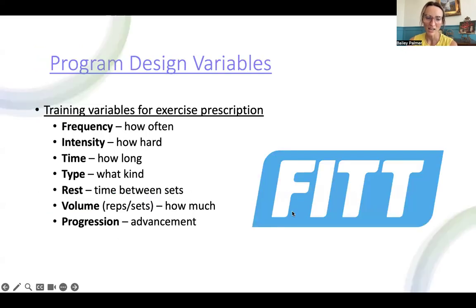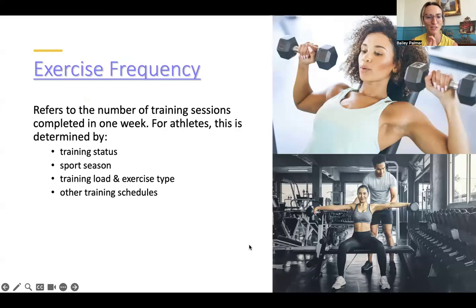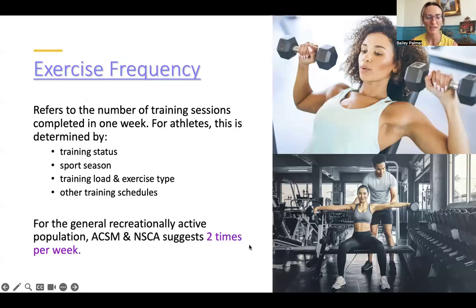So with program design, we use variables, which is the FIT principle, but we can take it like FIT and then RVP. And so how often, how hard, how long, what kind, how the rest period should be, how much volume should we do, and then how should we progress over time. So first, frequency, basically it talks about how often should we do our workouts. And so this is for resistance training only.